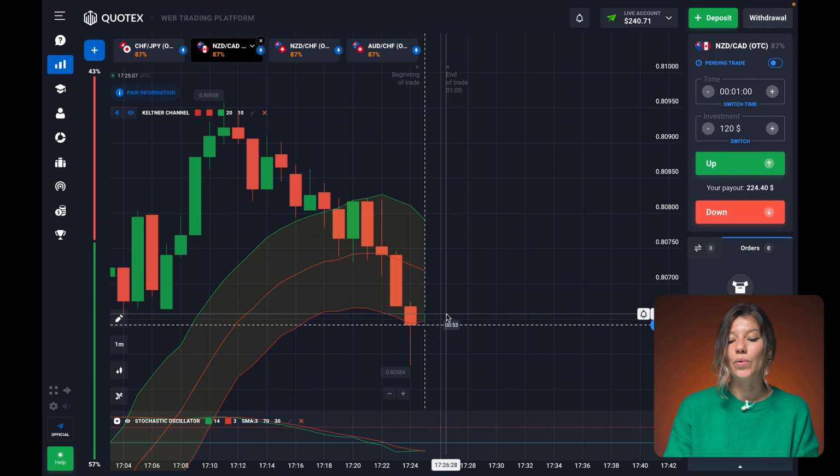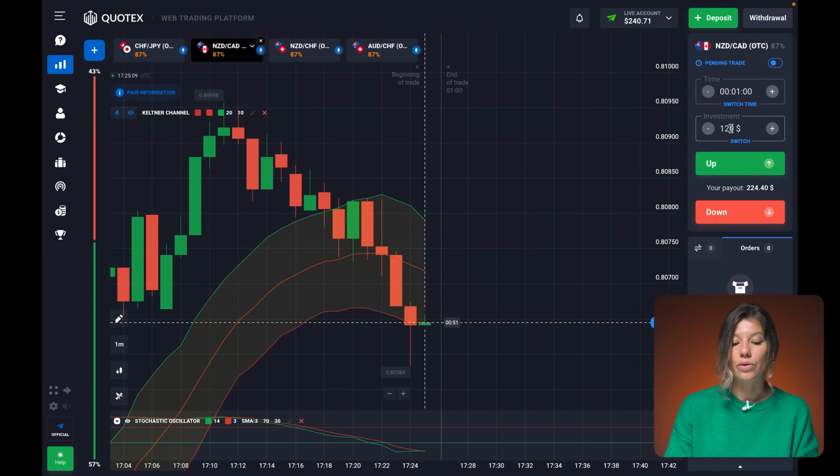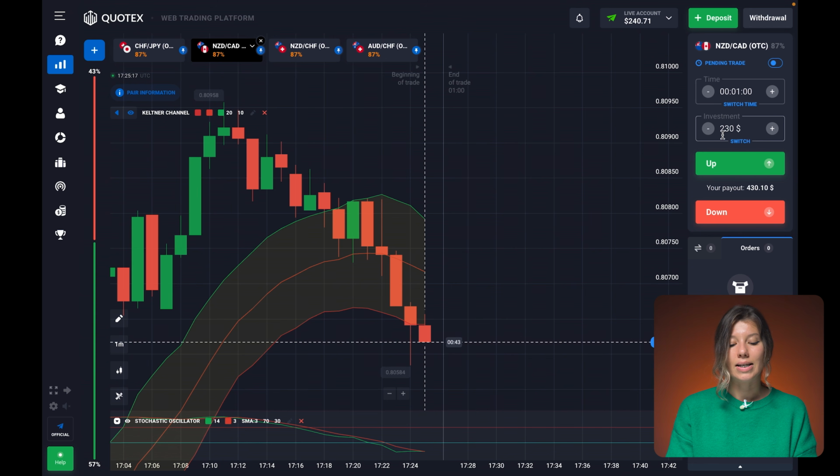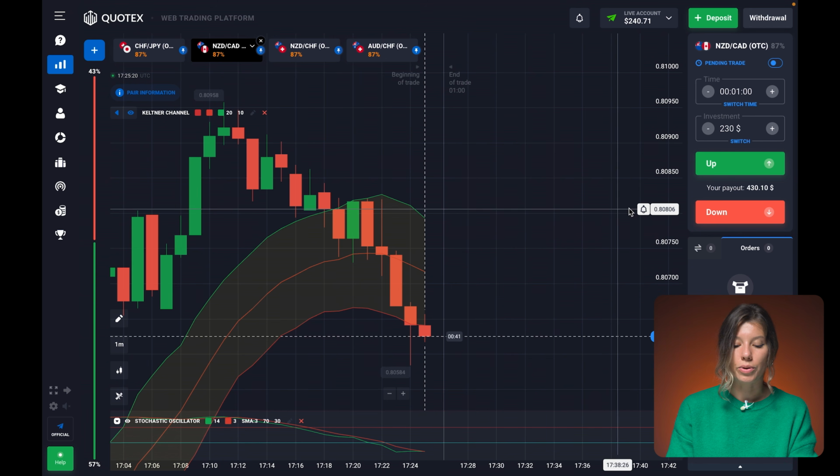So I think that we have to go on to count up our money. And I will move on here with $230 in my investment box. And then in this case, I'll try the call option right now.